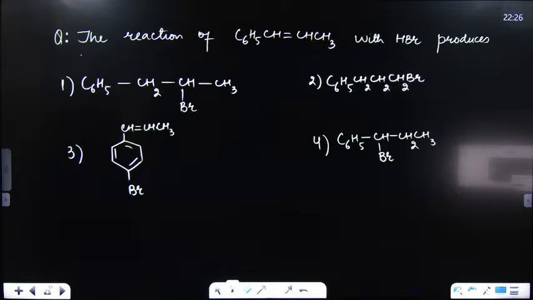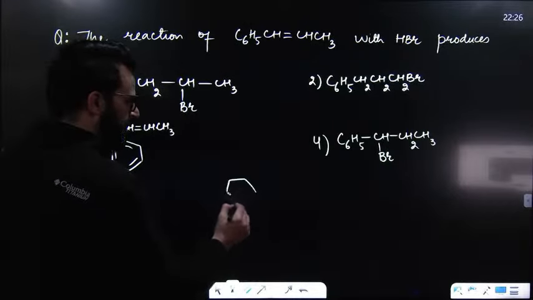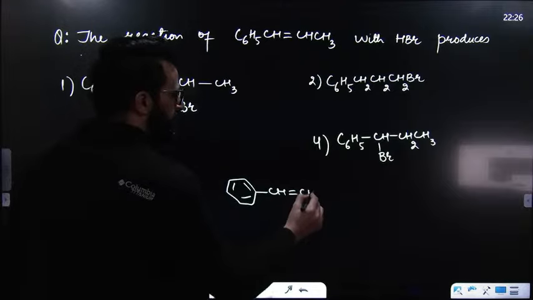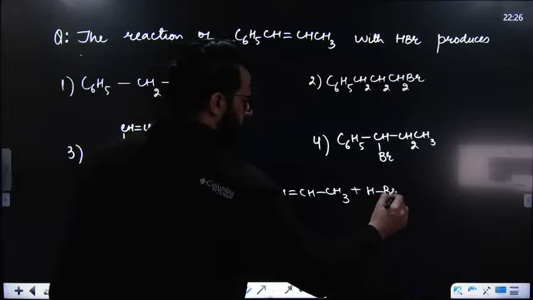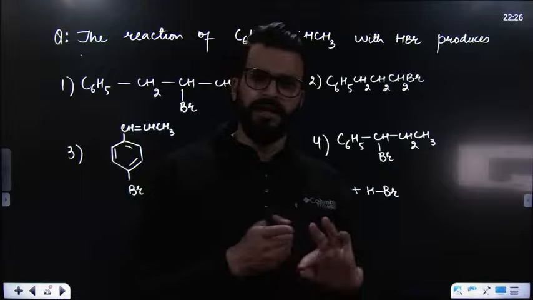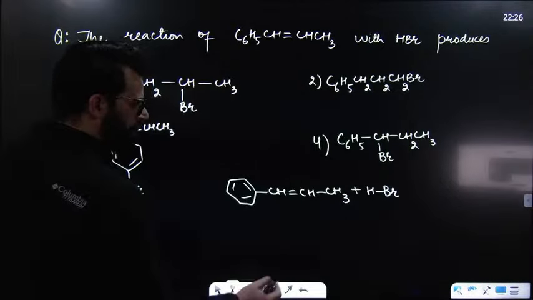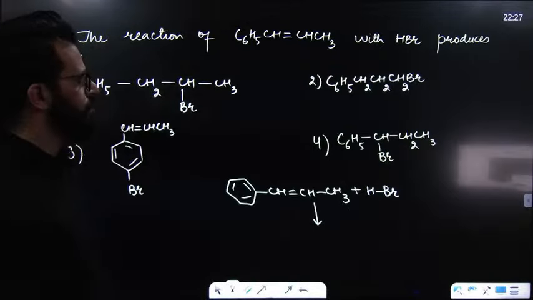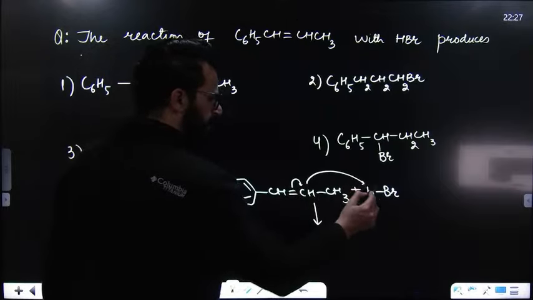After that, the reaction of C6H5CH=CH-CH3 with HBr. The reaction is like this. When the reaction takes place with HF, HCl, HBr, HI, then it is an electrophilic addition reaction because it is taking place in the absence of peroxide. So what will be the product? The major product will be simply like this.